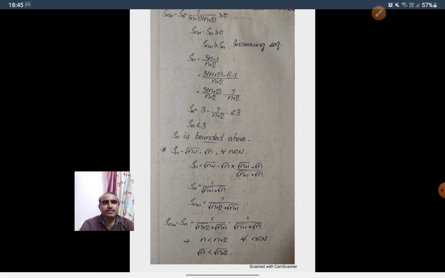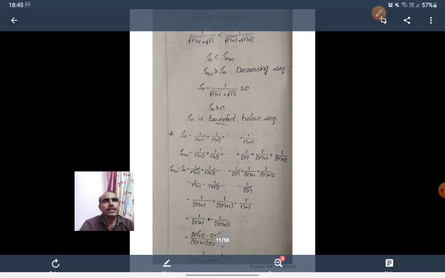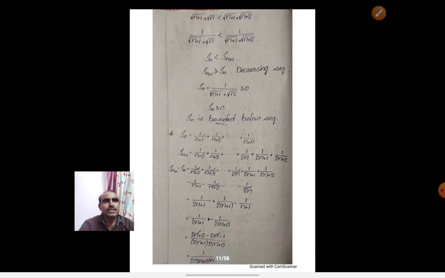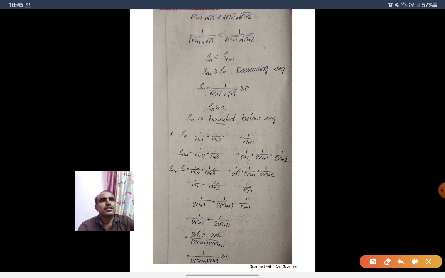So Sn+1 minus Sn is 1 by (root(n+2) plus root(n+1)) minus 1 by (root(n+1) plus root n). To simplify this, we take an inequality. Particularly, n is less than n+2 for all n belonging to N. So obviously root n is less than root(n+2). So root(n+1) plus root n is less than root(n+1) plus root(n+2), so 1 by (root(n+1) plus root n) is greater than 1 by (root(n+2) plus root(n+1)).